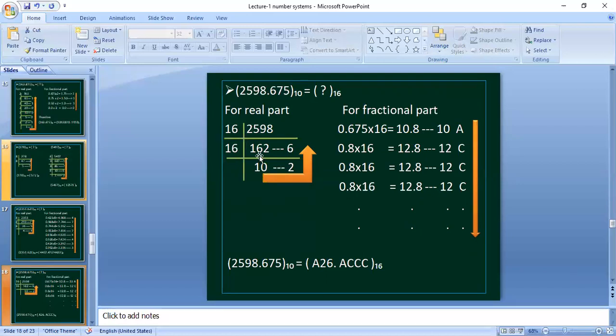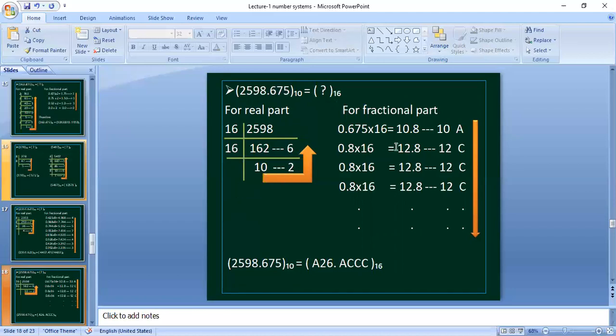So 16 into 162. What is the remainder here? 6. In a similar way, 16 tens are 160. What is the remainder? 2. So here the result 10 is less than 16, so we can stop the division here. What is the equivalent hexadecimal representation for the decimal 10? That is A. So instead of 10, we can write A. We need to consider the result from bottom to top, that is A26.